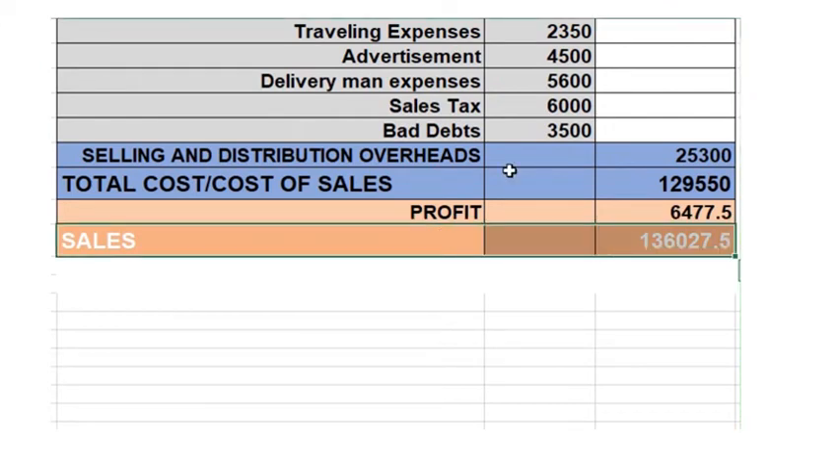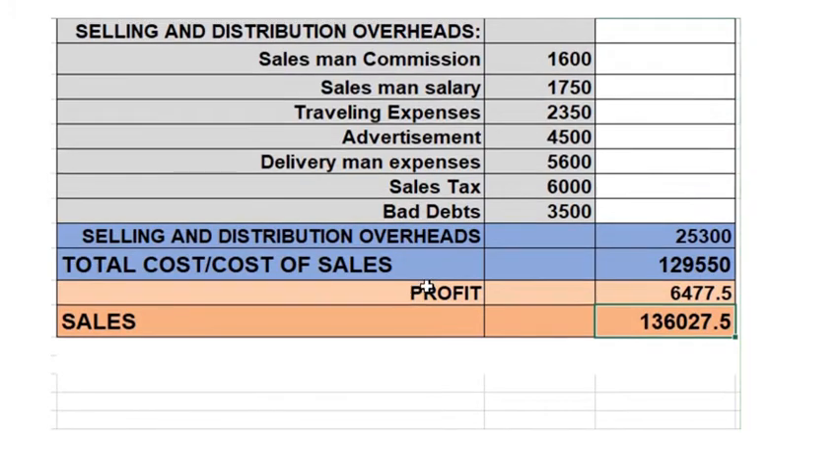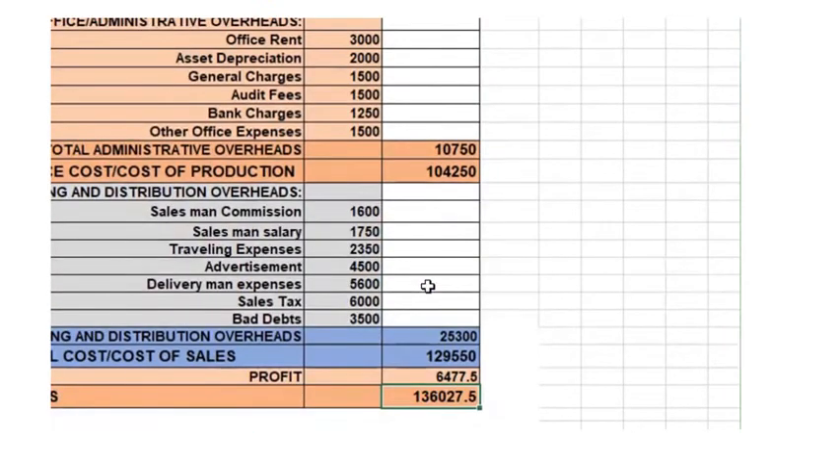Next is finally the sales, the last item in your cost sheet. Sales is cost plus profit. Cost plus profit is your sales. Hope you have seen this. I am showing the total.